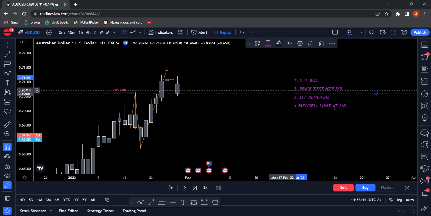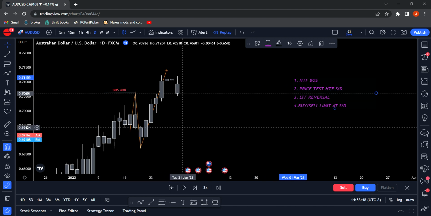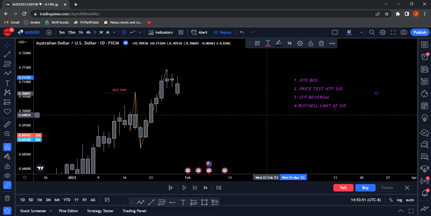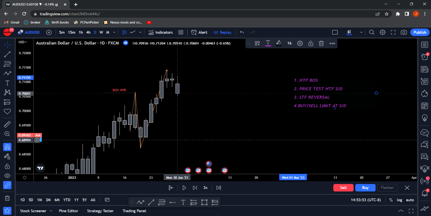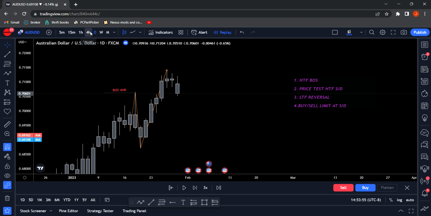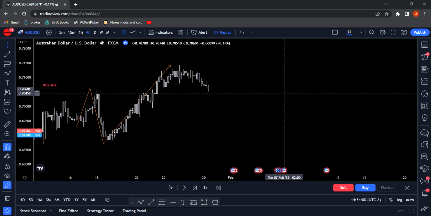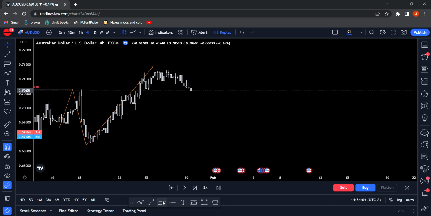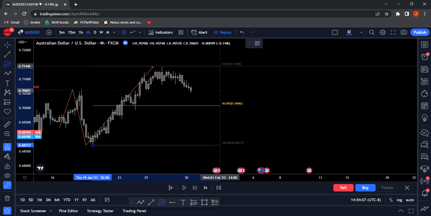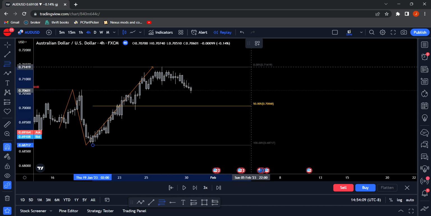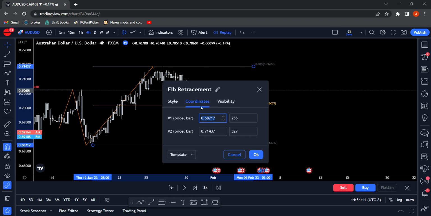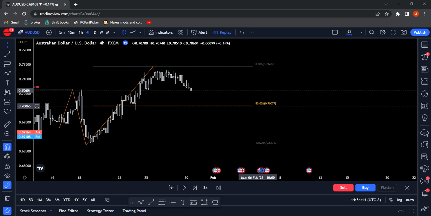The second step, I'm looking for price to test my higher time frame supply and demand zone. In this instance, since we're looking for a bullish move, we're looking for a demand zone. So I drop down to my 4 hour. The thing that I forgot to add on there is that I look for my supply and demand zones under a 50% mark. I just use the Fibonacci, put it from the low to the high to mark out my 50. So obviously this is my 50.